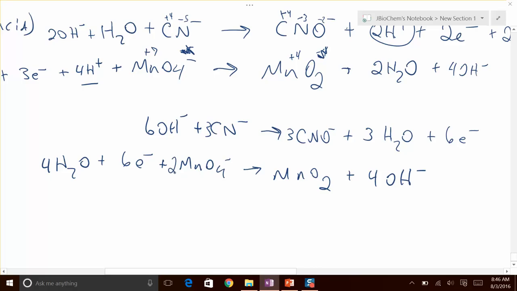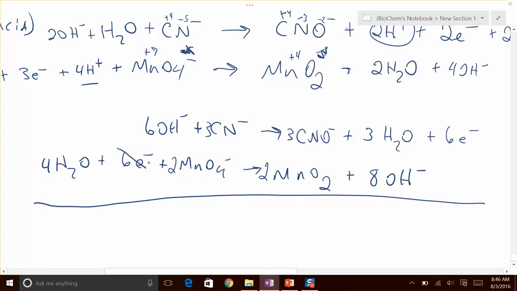Three of these plus three waters plus six electrons. Okay. Four H2Os, six electrons. Two MnO4 minuses, two MnO2s, and eight. The waters on the top one. They cancel. They didn't all cancel. One of them was left. No, you had four and two. No, on the top I had two and one, right? Two, and then you had four on the bottom. Two over there and one over here.